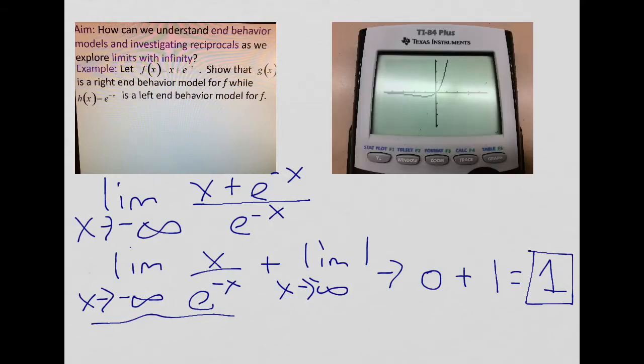Okay, so I kind of like this graph. As x approaches negative infinity, it gets really close to the x-axis where y is equal to 0. You can check that numerically. So this is right. The g of x is the right end behavior model and h of x is the left end behavior model. All right, so good luck with your other problems with end behavior models, and let's actually go to some other problems where we investigate reciprocals.